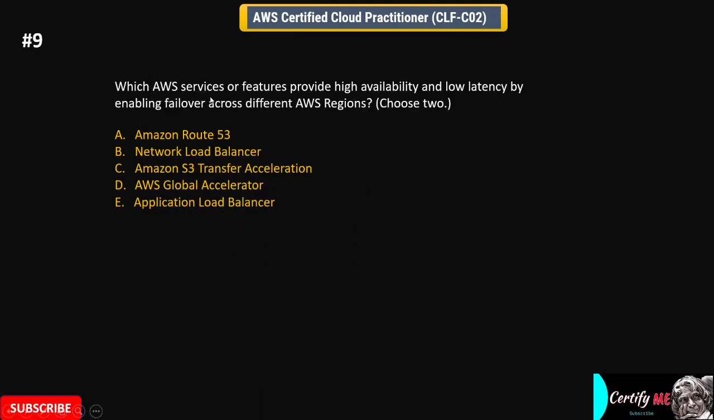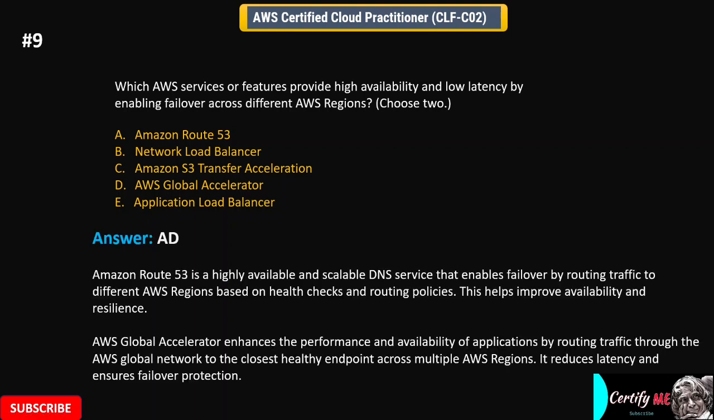Which AWS services or features provide high availability and low latency by enabling failover across different AWS regions? Choose two options. The options are: option A, Amazon Route 53. Option B, Network Load Balancer. Option C, Amazon S3 Transfer Acceleration. Option D, AWS Global Accelerator. Option E, Application Load Balancer. The right options are option A and option D.